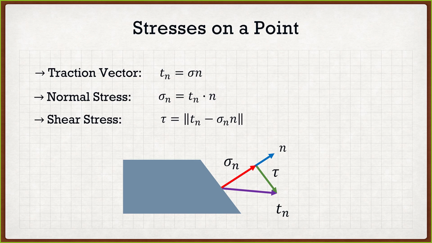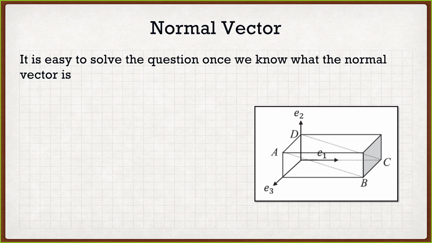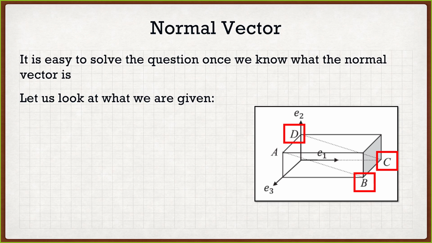Once we figure out the normal vector, everything is just plug and chug using these formulas. That's it. So the question becomes, how do we find that normal vector? Well, on the next slide here, this is the picture that we're given. And if we look at what the question gives us, it basically gives us 3 coordinate points. We're given the points of C, B, as well as D.